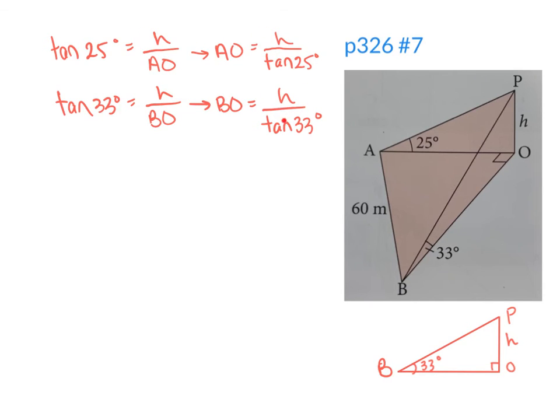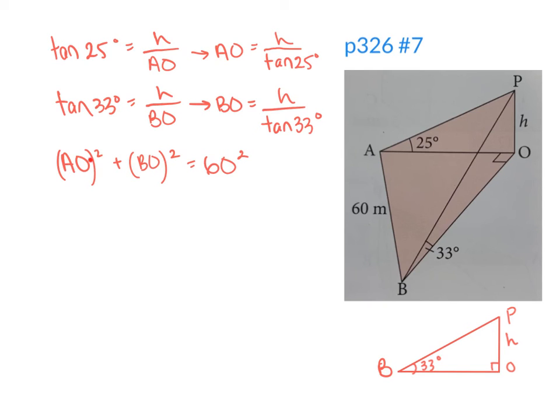However, overall, in my two different equations, I have three variables, AO, BO, and H. So when I have three variables, I need three different equations in order to solve that system. So I need another equation that relates AO and BO. Well, if we look at our figure, AO and BO are both legs of the right triangle that's on the ground with 60 meters as the hypotenuse. So I'm going to use the Pythagorean theorem to make an equation involving AO, BO, and 60 meters. So here's my equation involving the Pythagorean theorem.